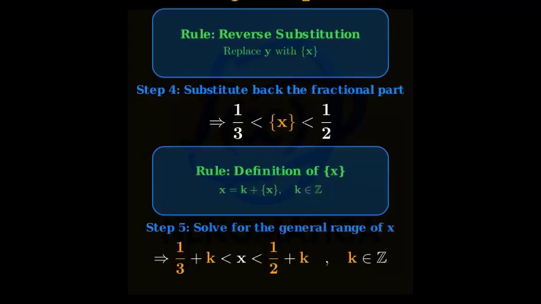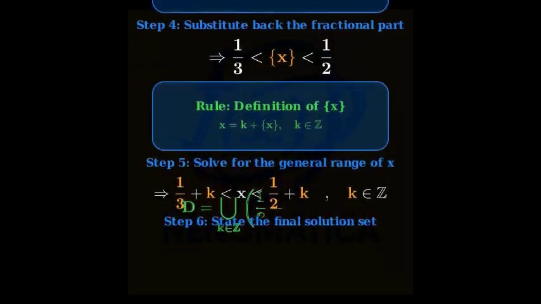Step 6. State the final solution set. We gather all such intervals over every integer k. Show the step title. Then show the solution in green.